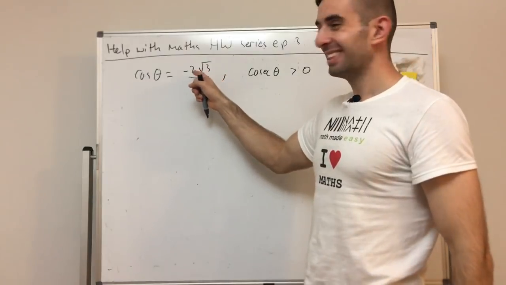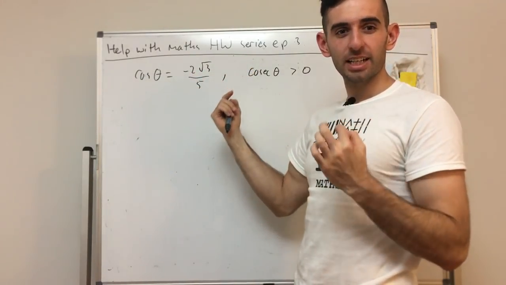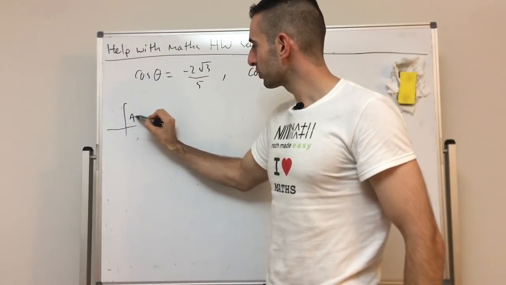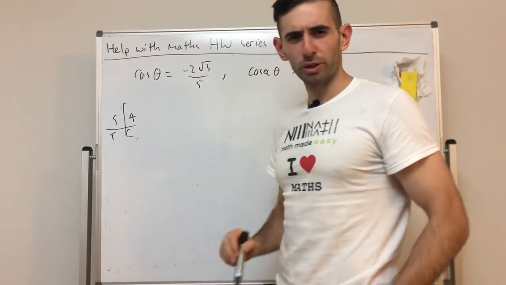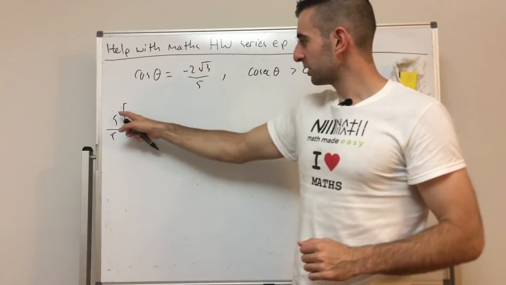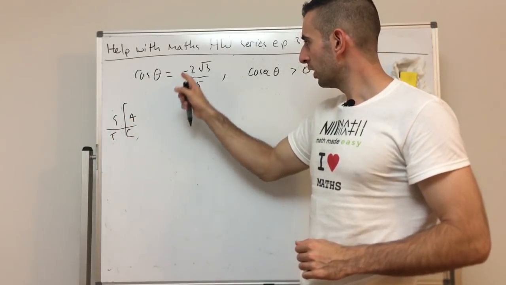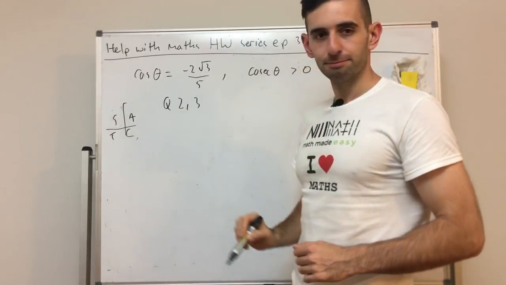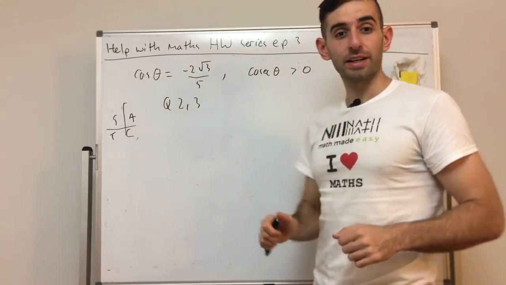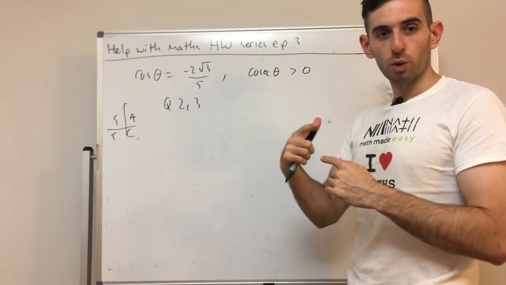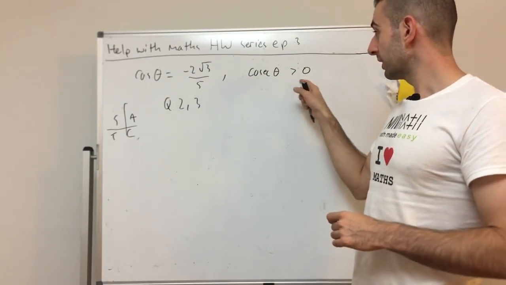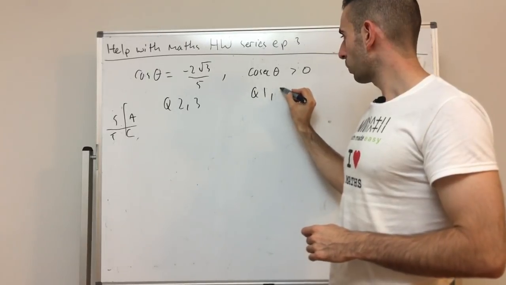So cos is negative. What quadrants is cos negative in? Well, if you do your All Stations to Central acronym, which is what we learn here in Australia, cos is negative in quadrant 2 and 3. Now cosec theta. What's cosec? Well, cosec is 1 over sine theta. So where is sine theta positive? If we look here, it's just 1 and 2.